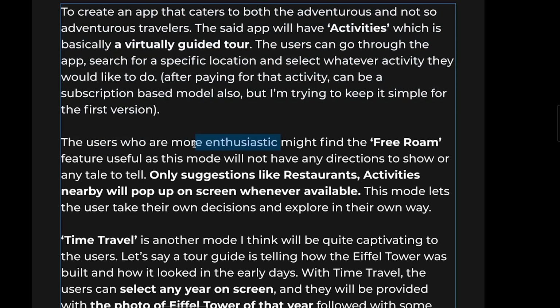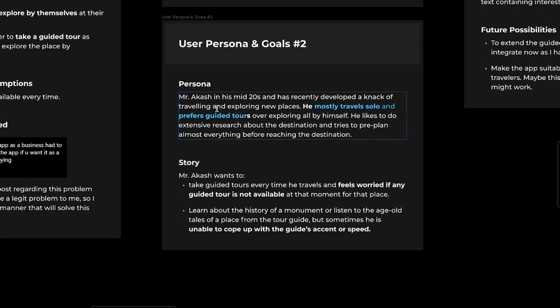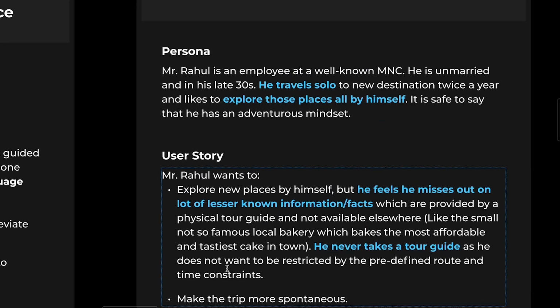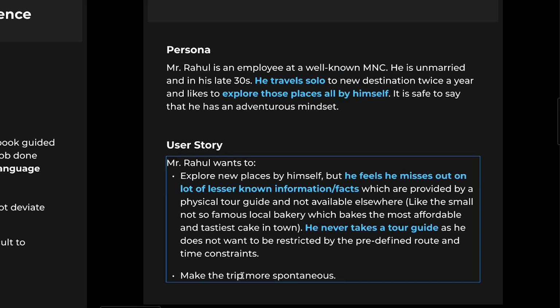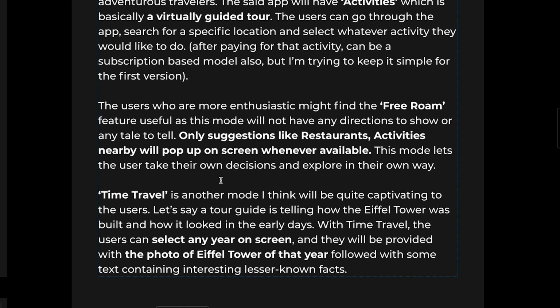The users who are more enthusiastic. Now, where did enthusiasm come into the picture, right? Because when I'm looking at a solution, I want to understand if you're coming up with a solution, who are you solving for, right? Are you solving for Mr. Rahul or are you solving for Mr. Akash? And which of the problems are you tackling? Are you solving problem number 1 for Akash, problem 2 for Akash, or are you solving for Mr. 1 Rahul or Mr. 2 Rahul, right? I don't know. Okay. And so a lot of these things are totally disconnected.